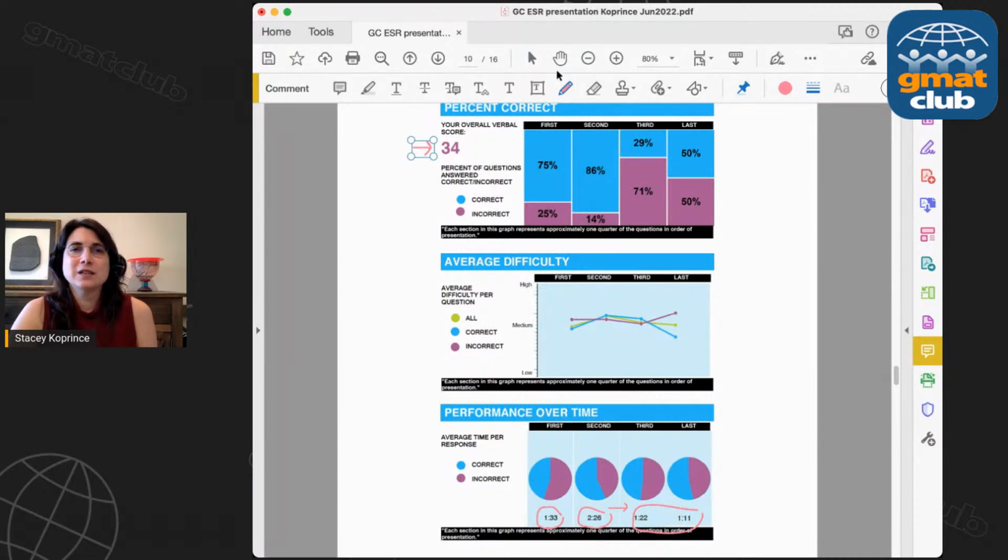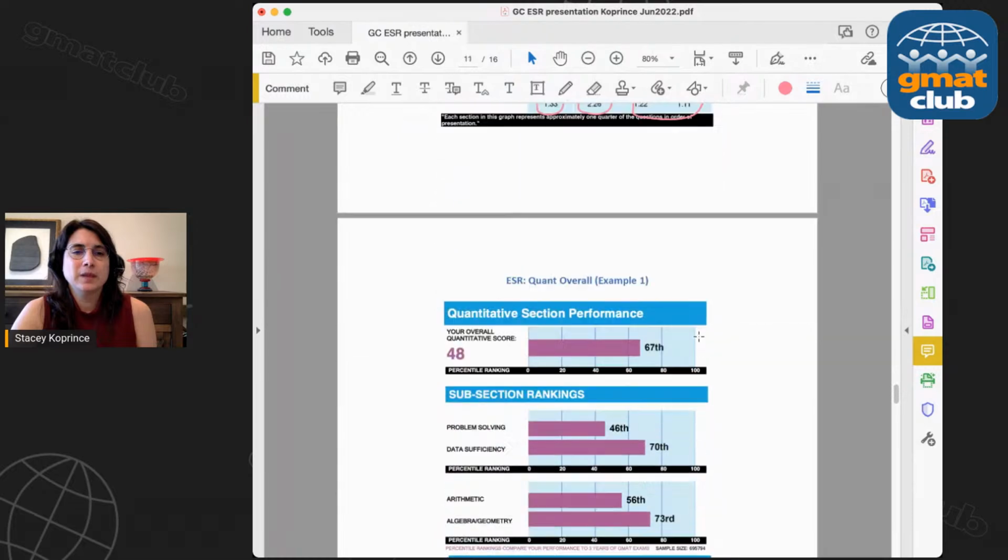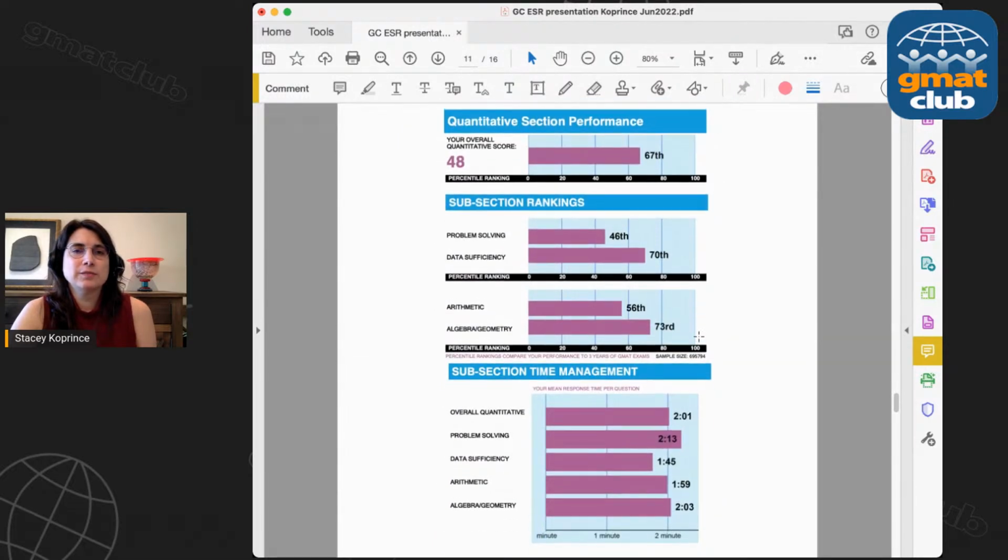Okay. All right. Let's go take a look at quant. So the first quant page is going to look like this. It's going to tell you your overall score, which you already know. And then it's going to break down that score into PS and DS, the two question types. And then overall, two broad categories, arithmetic and then algebra and geometry.